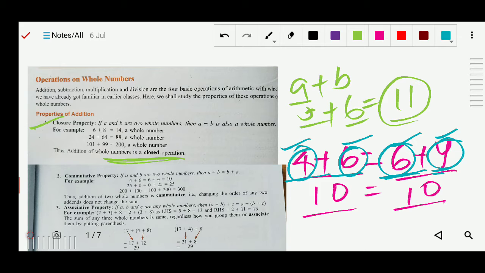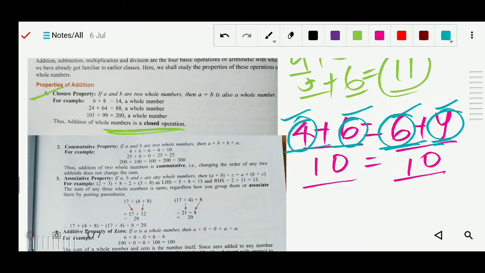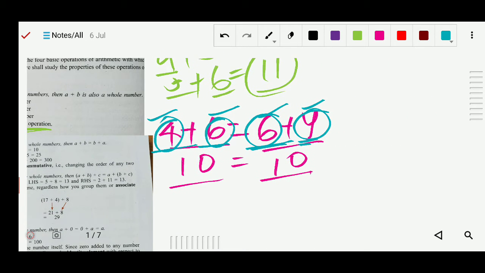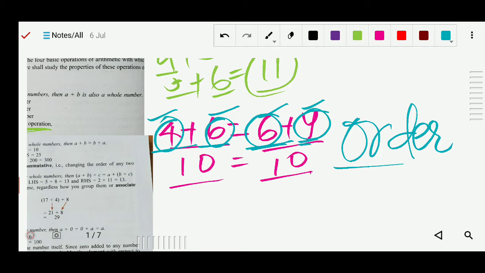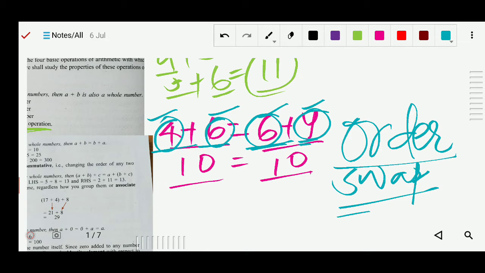So that is your commutative property. This is your commutative property. And sometimes this is also called ordering. So what you have to remember about this commutative property is that we are only doing the ordering, or we are doing the swapping. Swap. We are swapping, meaning we are interchanging their positions only. This is all about your commutative property.